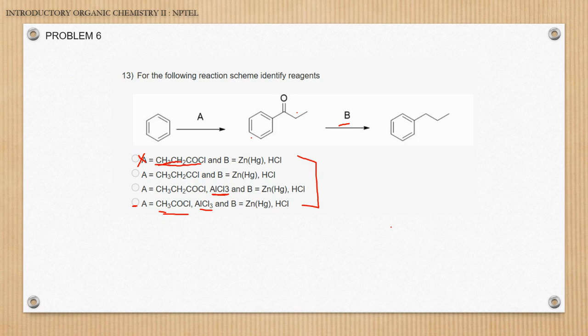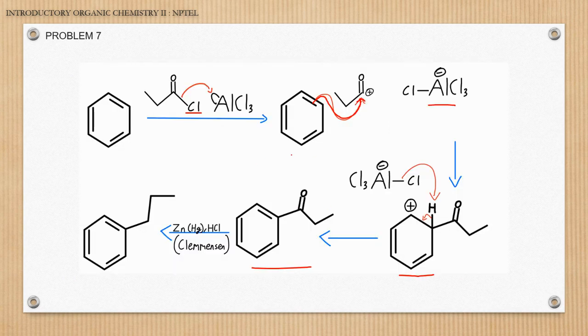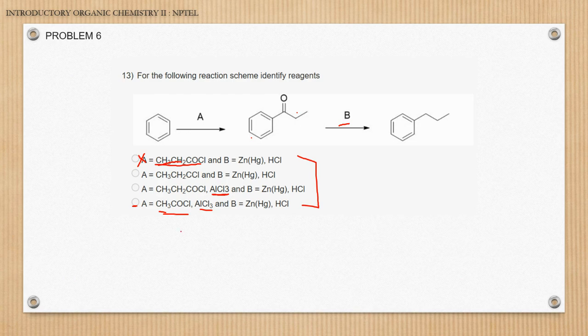After this electrophilic substitution reaction, in the same pot they have added zinc amalgam in HCl. It is nothing but a Clemmensen reduction, where this carbonyl carbon gets reduced to give you the alkane. So this side chain is reduced to give this particular compound. The correct option will be option number C.